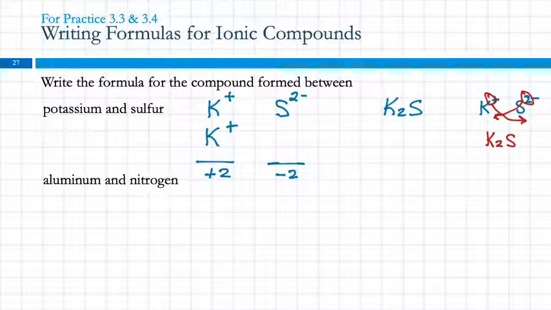Let's look at aluminum and nitrogen. So first, we need the formulas for the ions. So aluminum has a symbol, Al. And I write that as script L, so it doesn't look like AI. Call him Al. What's the charge on Al? 3+, because aluminum is in group 3. And nitrogen is N. And what's the charge on nitrogen? 3-. Because we look at the periodic table and we count backwards from the noble gases, or group number minus 8.